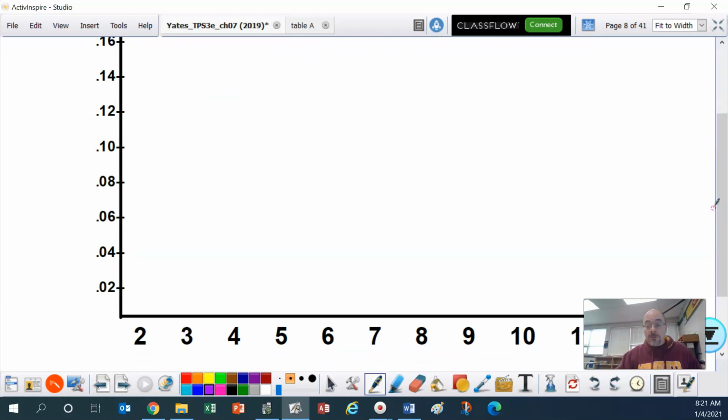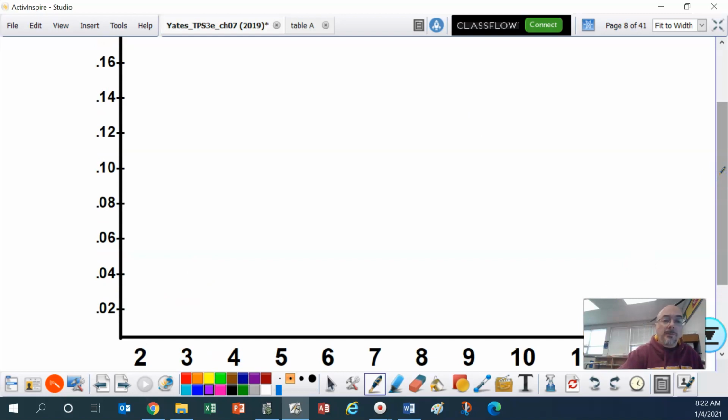All right, remember our histograms? Remember histograms, the bars touch. We're using relative frequency here because we're using the decimal form. We're not using frequency. We're using relative frequency. So that's either the decimal form, the fraction form, or the percent form. Okay, here we're going to use the decimal form. So I'm just going to approximate.